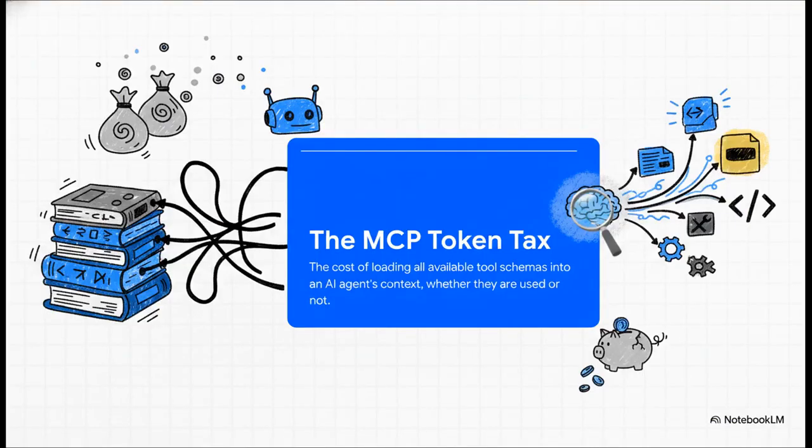MCP, or the Machine Consumable Protocol, is this super powerful standard for agent tools, but it comes with this huge upfront cost. Think of it this way. Every single time a new session starts, your agent is forced to read the entire instruction manual, the full schema for every single tool it could possibly use. It doesn't matter if it needs 1 tool or 60, you're paying to load the whole library every single time.